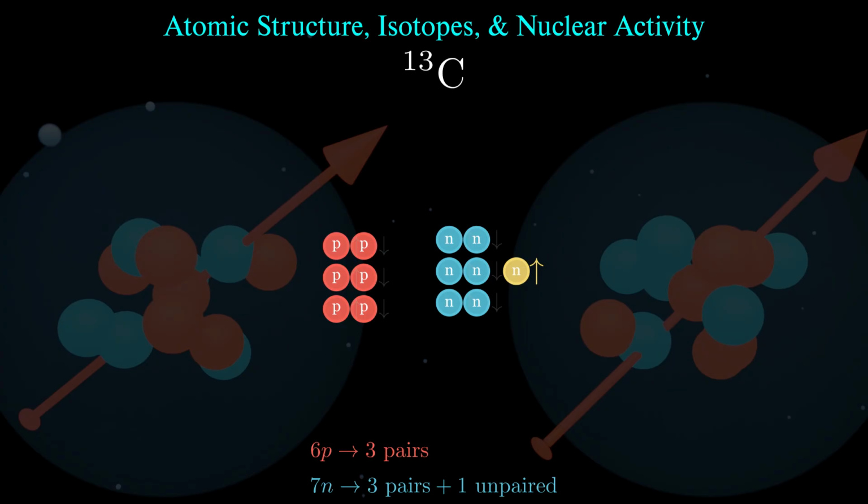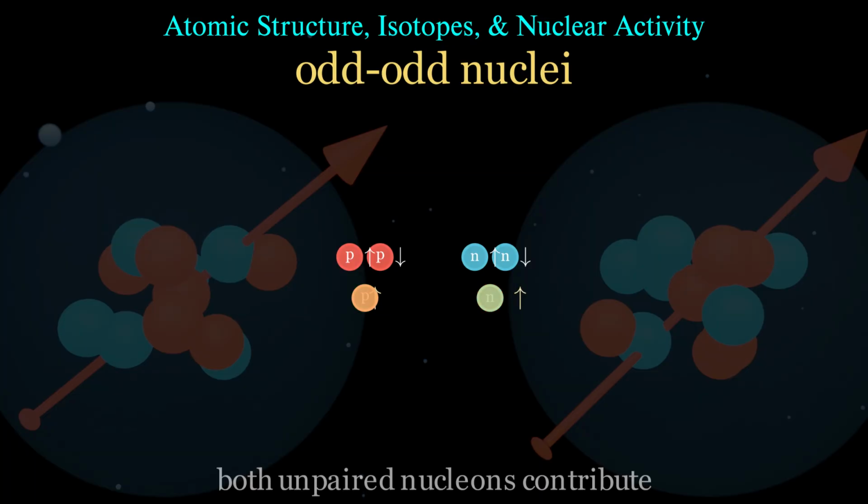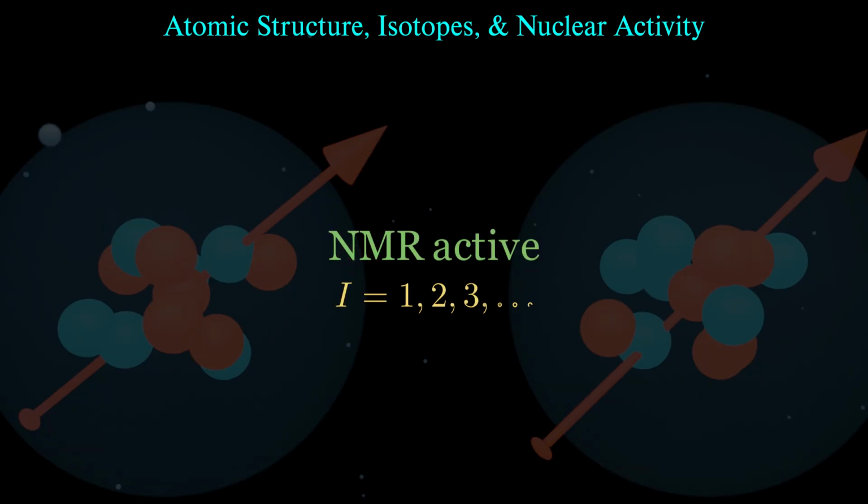Finally, we have odd-odd nuclei, where both the proton number and neutron number are odd. Now, neither side fully cancels, so both unpaired nucleons contribute to the total spin. These nuclei are also NMR active, but they typically possess an integer value of spin.